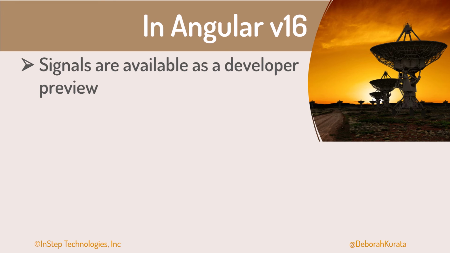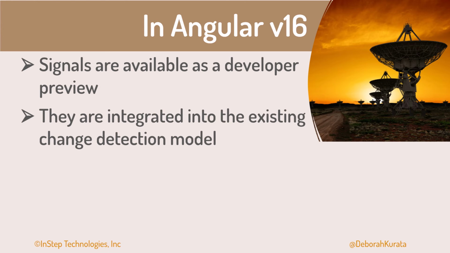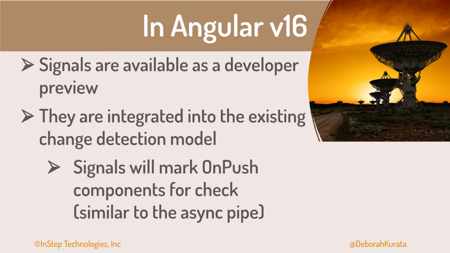In Angular v16, signals are available as a developer preview. They are integrated into the existing change detection model. You can also use on-push change detection if desired. Signals will mark on-push components for check, similar to how the async pipe works.